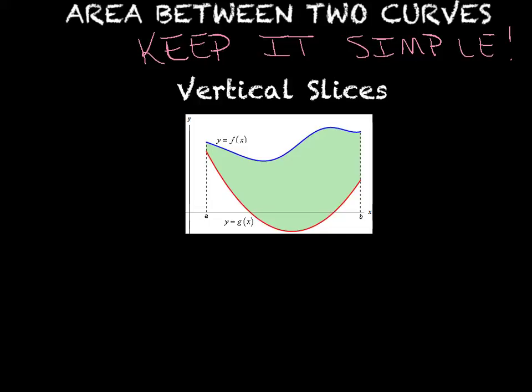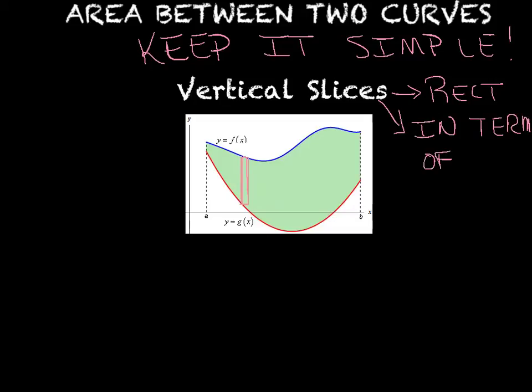So here we go. I want to talk about vertical slices. We're going to take this region and we're going to chop it into an infinite number of really thin rectangles, okay? Emphasis on the fact that our slices are rectangles today. And what we're doing here is with vertical slices, everything's going to be in terms of x. All right, in terms of x.